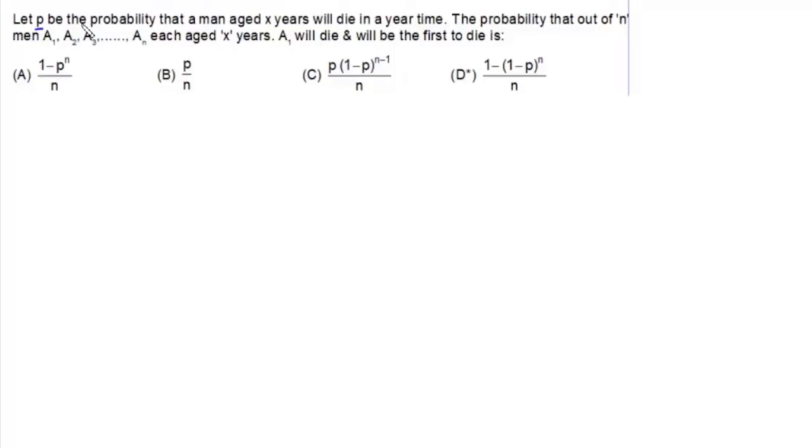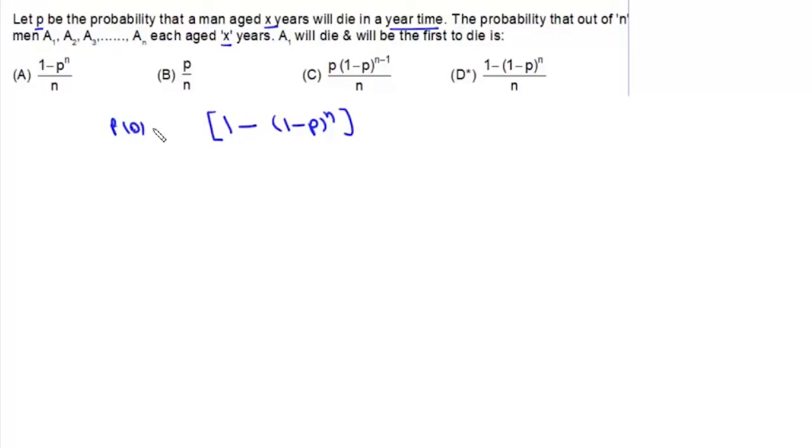Now it says let P be the probability that a man aged X years will die in a year time. The probability that out of n men, A1, A2 and An, each aged X years, A1 will die and will be the first to die is. Now if A1 has to die, then in the next year, at least one person must die. So what is the probability that at least one person must die? So this probability is 1 minus no one dies. So probability of dying is P and probability of not dying is 1 minus P. So there are n people. So this probability will be 1 minus P, n times. So this is the probability that at least one of them is going to die.